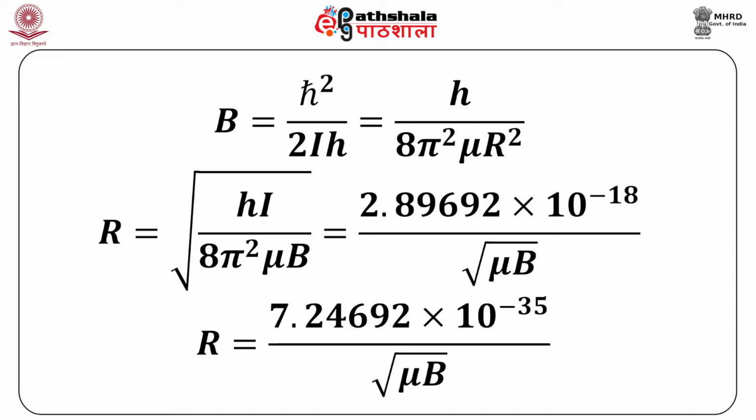And what you find is, you can substitute the expression for the reduced mass, and you find that the internuclear distance turns out to be 7.24692 into 10 raised power of minus 35 divided by square root of mu into B, because I have substituted all the values of the constants.